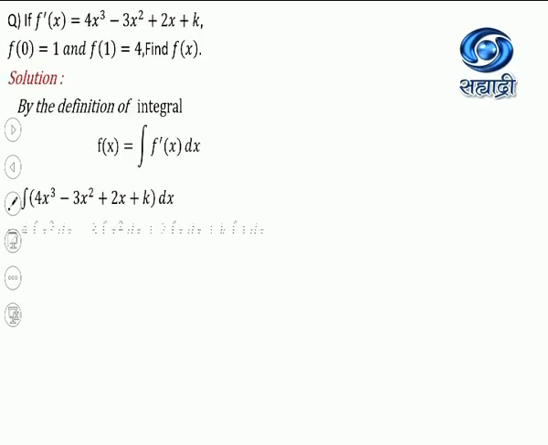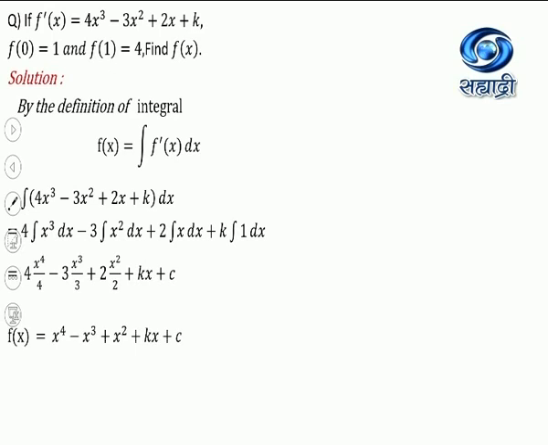Next example, if f dash of x is equal to 4x cube minus 3x square plus 2x plus k, f of 0 is equal to 1 and f of 1 is equal to 4. Find f of x. Now we know by definition of integration that f of x is equal to integration f dash of x dx. Note over here that f dash of x is given and we have to find f of x. So that's why we are using the definition of integration.